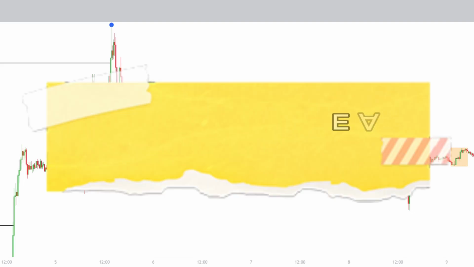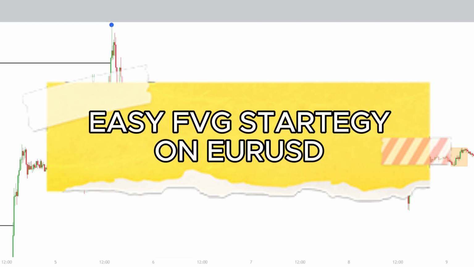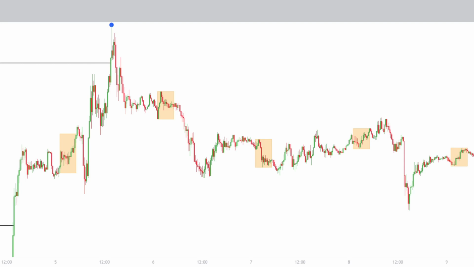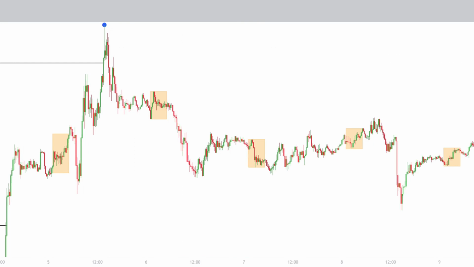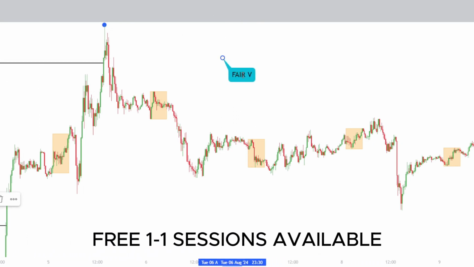Here we're going to be going over a very simple fair value gap strategy that people can employ in the market. A lot of people have been asking me, how can I actually use some of the key concepts of ICT in a very simplistic and systematic way? So in this video, we're going to be breaking down some concepts. The main concept will be the fair value gap.